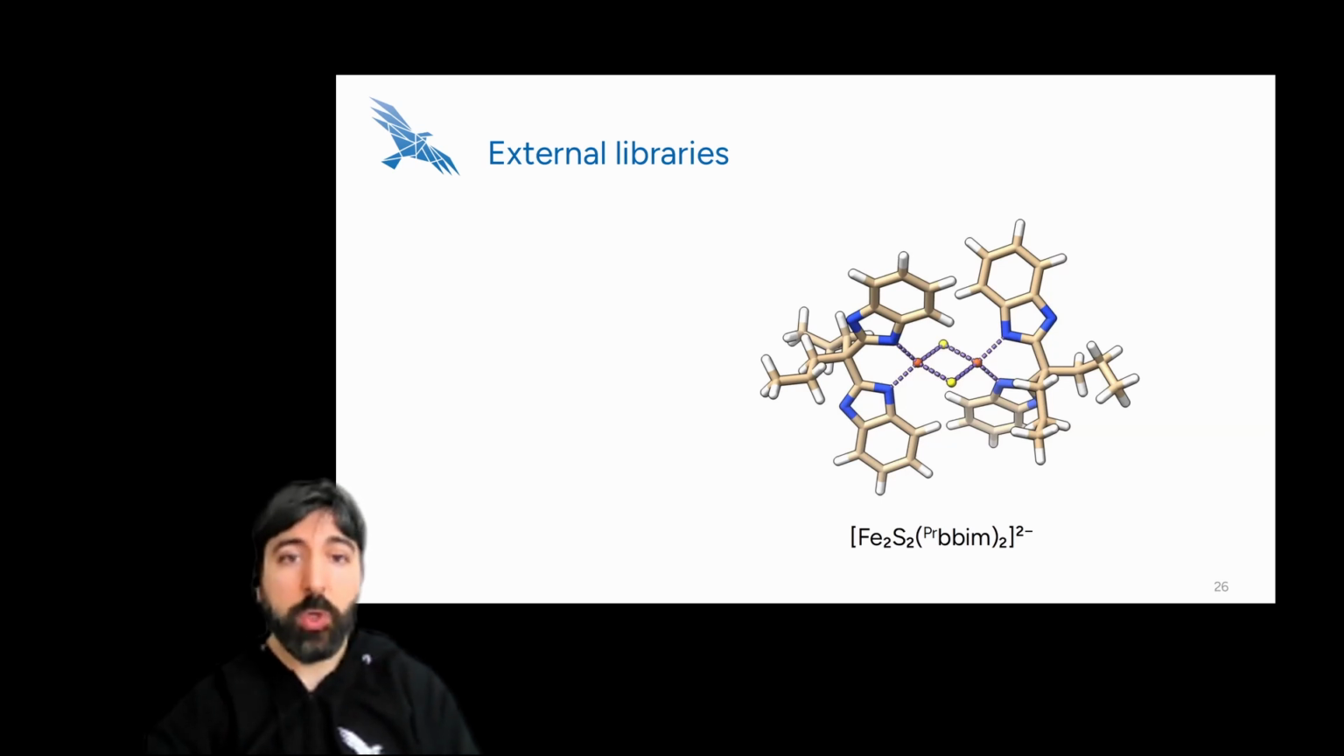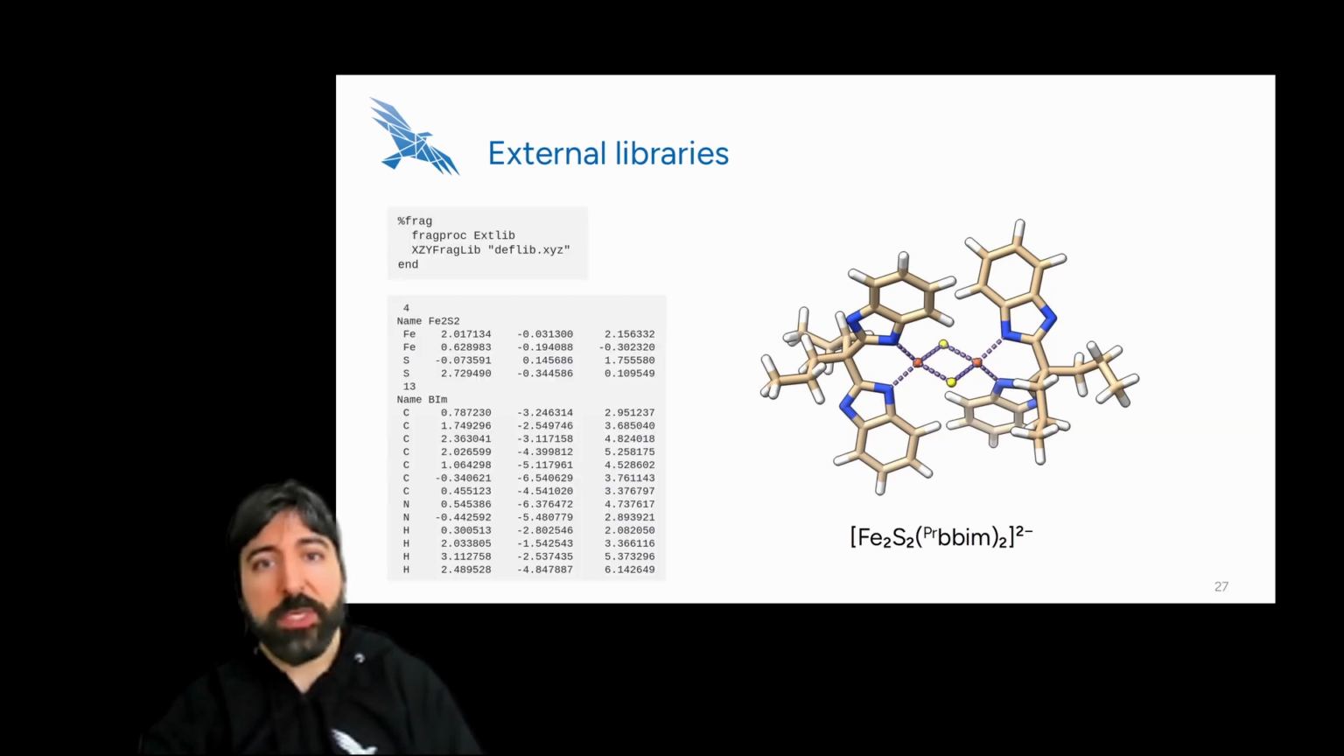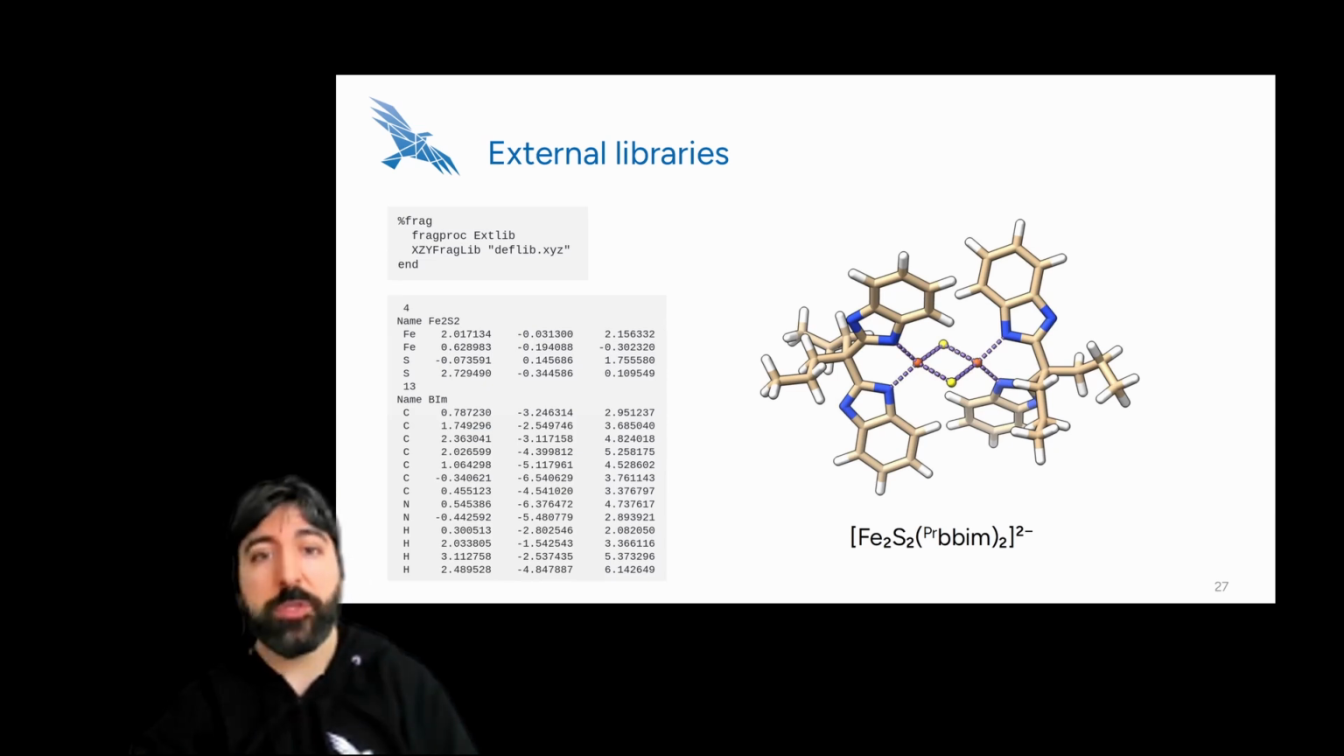However, some cases are too complex or too specific to be included in internal libraries. To handle those, we have implemented an external library procedure which allows you to define your own fragments. For example, imagine we want to fragment this iron-sulfur complex, where we want to assign the two irons and the two sulfurs to one fragment, and from the ligand part, we want to assign each benzimidazole ring to one fragment. There is no internal library which generates this specific fragmentation. You can create your own external library and provide it to the code.